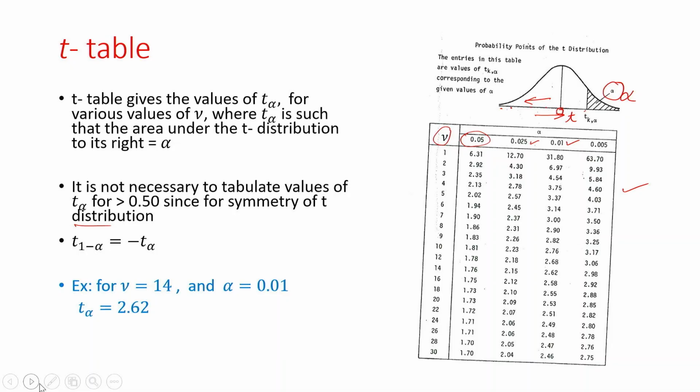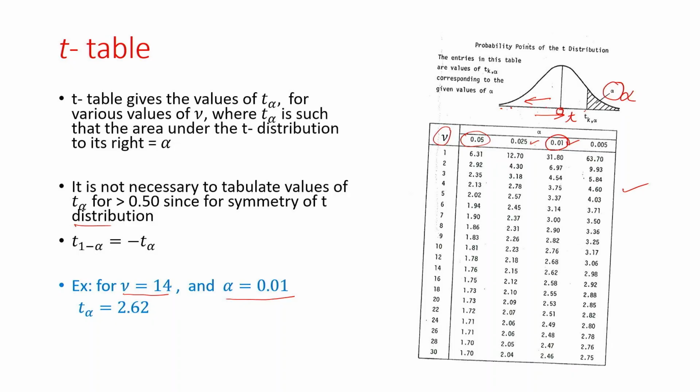Now, how to read this table? Suppose the degree of freedom nu is 14, and alpha is 0.01. Suppose these two values are known. So what is the corresponding t value? Alpha is the area on the right hand side of t, and that is 0.01. So we have to see which column is for 0.01. This is the column, so this is where we have to focus.